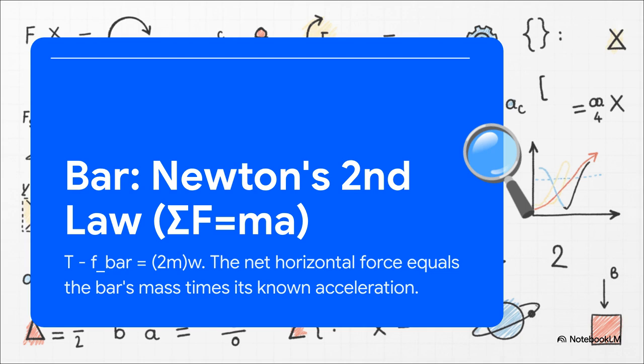We only care about the horizontal motion. What's the sum of the forces? We have tension, T, pulling it forward, and we have friction, F bar, pulling it backward. So the net force is T minus F bar. And according to Newton, that has to equal the bar's mass, which the problem tells us is 2m, times its acceleration, which we were given as W.